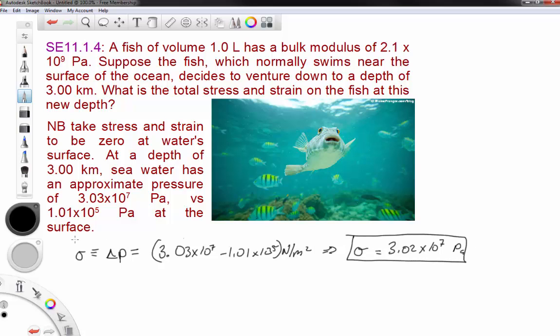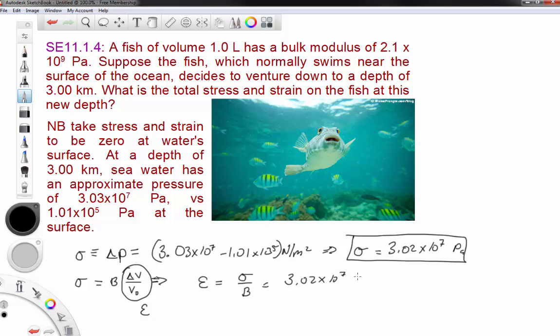All right, what about the strain? Well, stress is going to be the bulk modulus times the change in volume per unit initial volume. What we want to know is how much this fish is going to see its volume change per unit volume. We're basically solving for this term right here. So this is saying that strain is equal to stress divided by the bulk modulus.